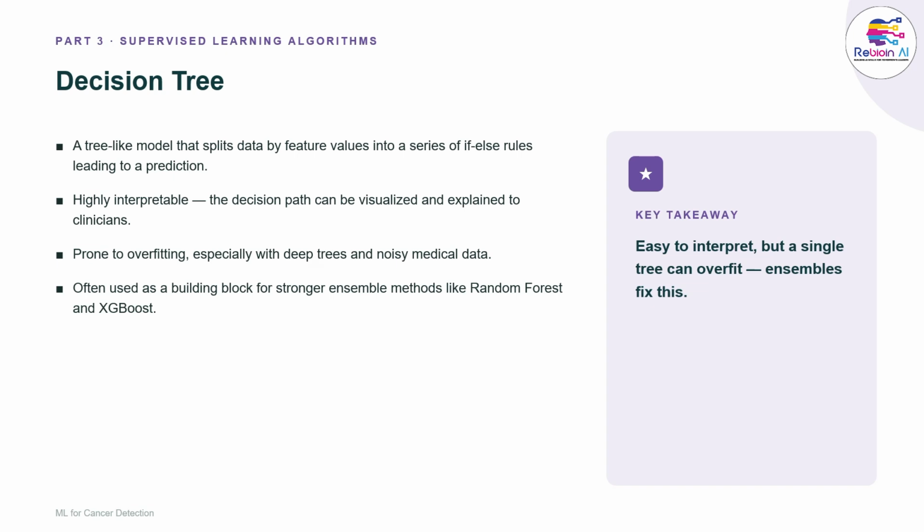You can understand this with an analogy, like it's basically a flow chart a doctor might follow. That is, is the cell nucleus larger than average? If yes, then is the border regular? If yes, then likely malignant. A decision tree just learns the best version of that flowchart automatically from the data.